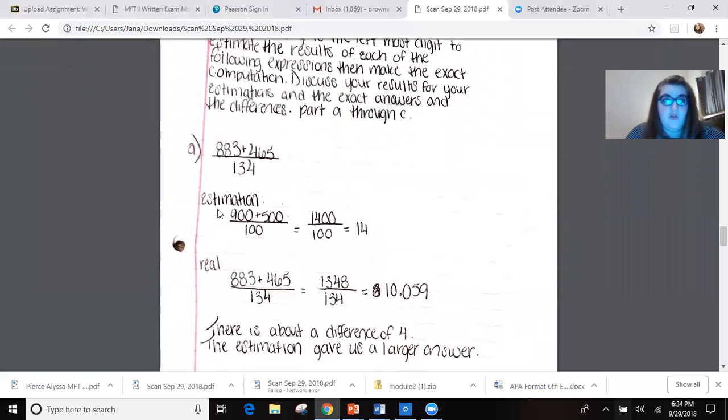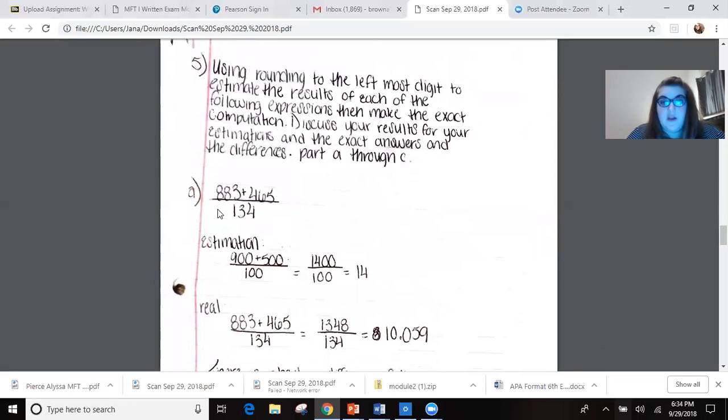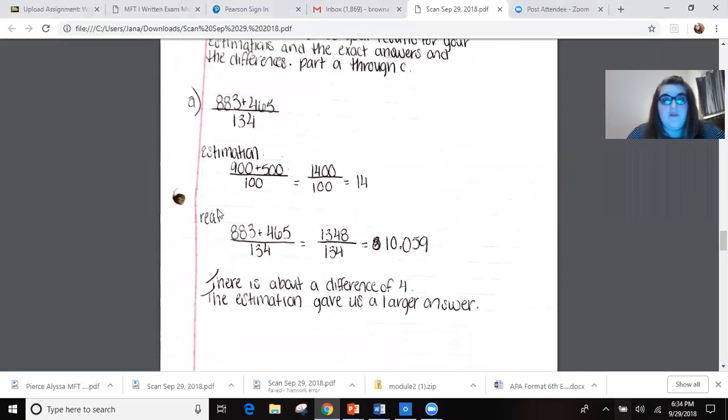So then we're going to have question number 5. Using rounding to the leftmost digit to estimate the results of each of the following expressions, and then make the exact computation. Discuss your results. So first we start with 883 plus 465 over 134.